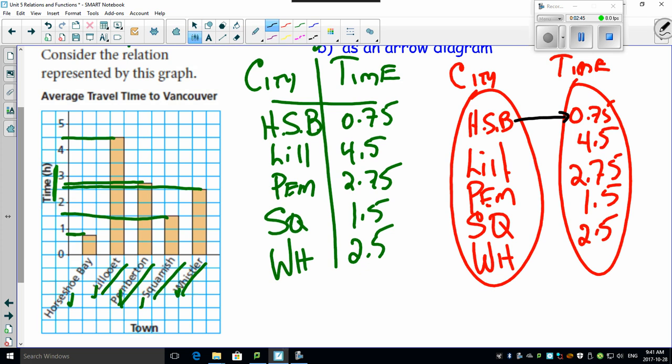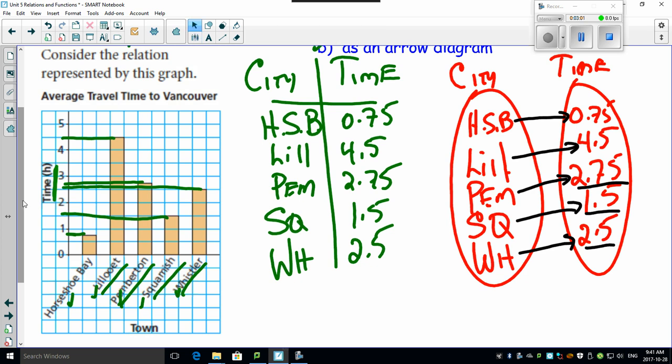Horseshoe Bay, look how pretty this is. It goes straight across, and there's no interconnection, like there's no Whistler also being a different time. No, they're all a specific time that they are away from Vancouver, and that's basically how you do that one. Pretty straightforward and simple.